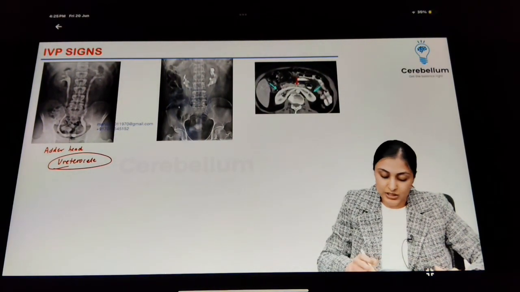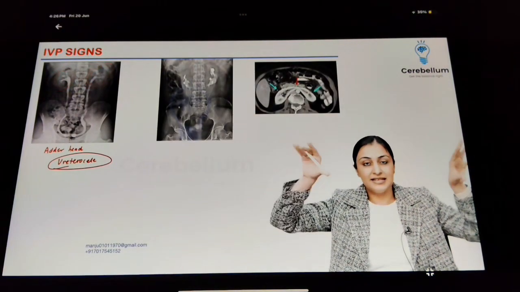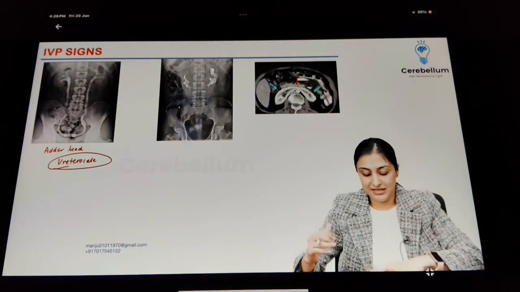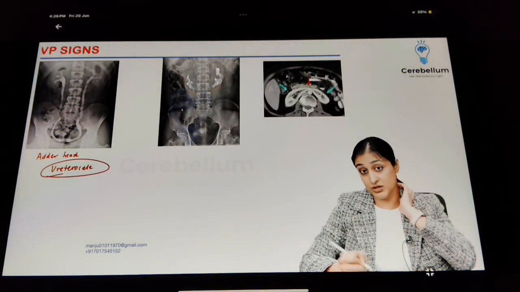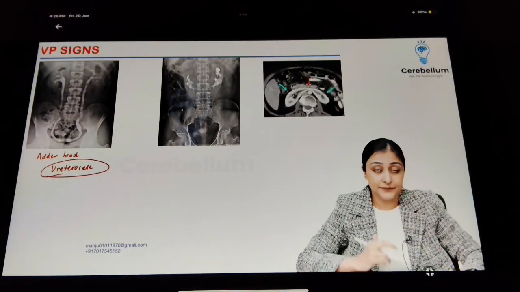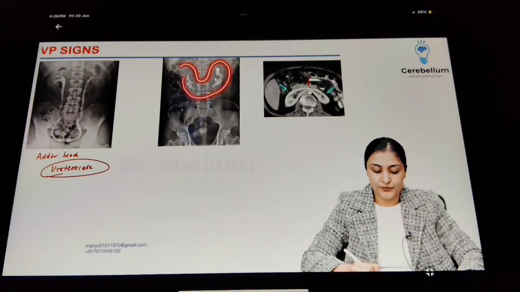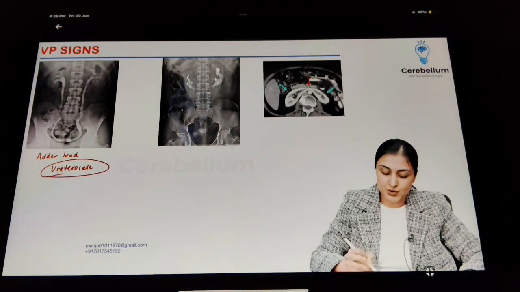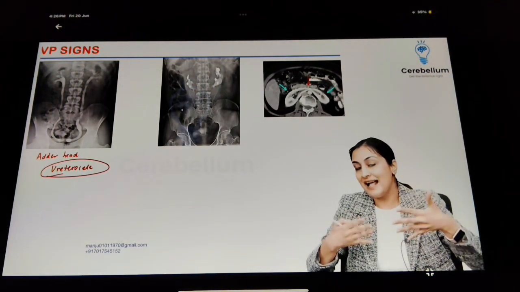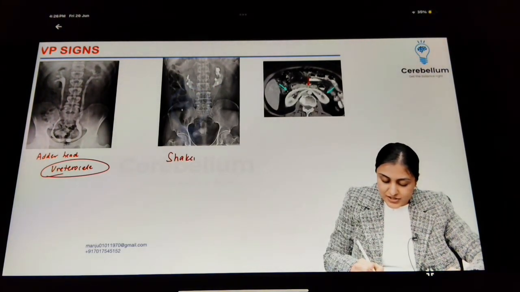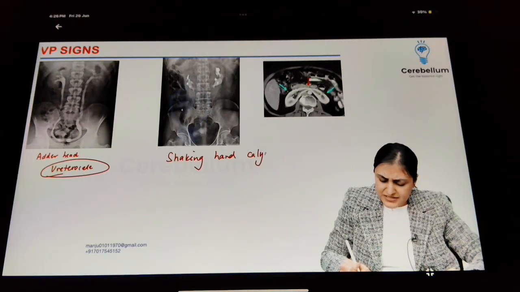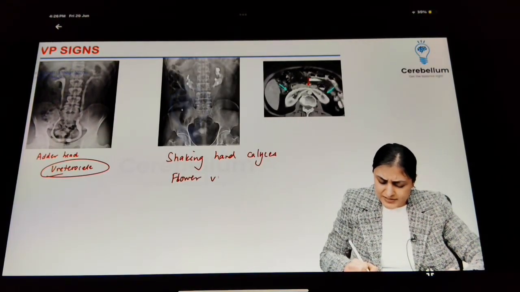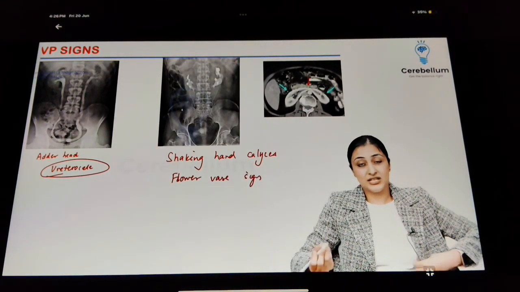Look at the next image now. So normally, when we look at the calyces, the kidneys are facing on the two sides, and then you have the ureter. But in this image, what you can appreciate is now the inferior poles are rotated and facing medially. So this is what is horseshoe kidney. So horseshoe kidney is where the inferior poles of the two kidneys are fused and meeting in the midline. So the IVP looks as if the inferior poles are trying to shake hands, right? So this is what we refer to as shaking hand calyces. Some people have also called it the flower vase appearance or the flower vase sign. So this is the IVP appearance.